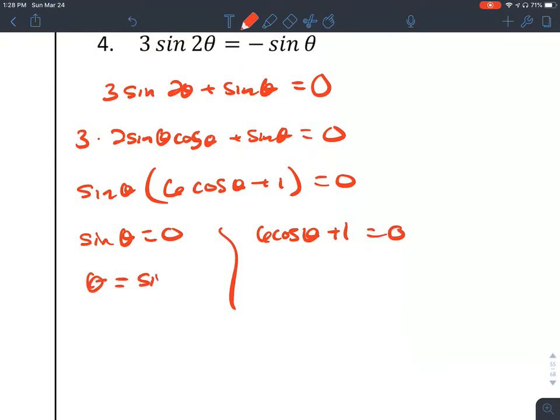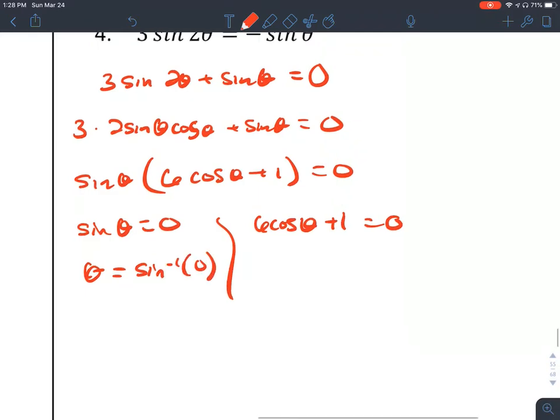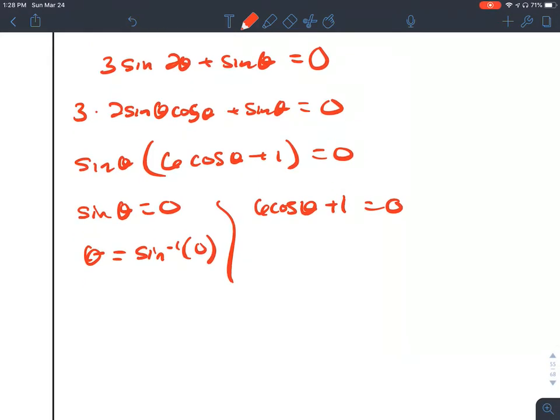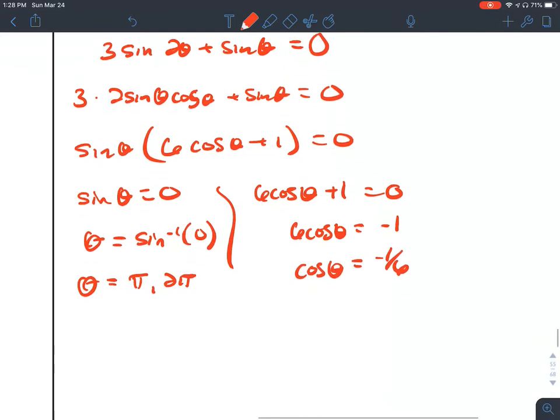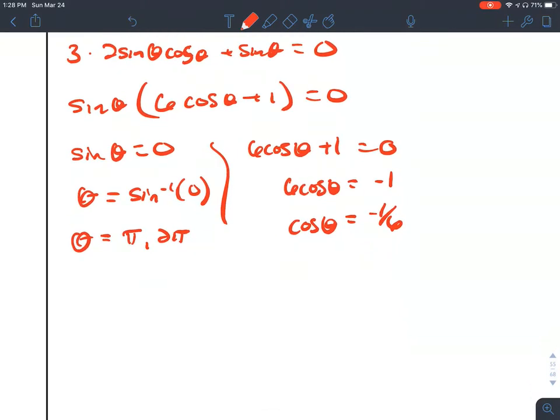So theta is going to be sine inverse of 0. Sine of theta is equal to 0 on the positive and negative x-axis. So that's going to happen at pi and 2 pi. This over here, if we solve for theta, we're going to end up with cosine of theta is negative 1/6. If that doesn't look familiar to you, it's because it shouldn't. It's not part of the unit circle. This is not a special angle. So if it's not a special angle, how on earth are we supposed to do this?